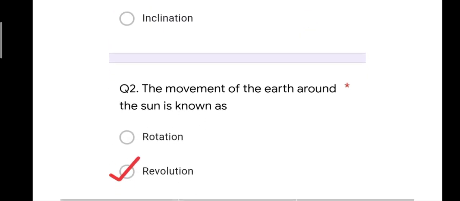Moving on, second question was: the movement of the earth around the sun is known as. There were two options, rotation and revolution. So here the correct answer is revolution, because we all know that when the earth moves around the sun in a fixed path that is known as revolution, and rotation is the movement or spinning of the earth on its own axis. So that is why option 2, revolution, is the right answer.